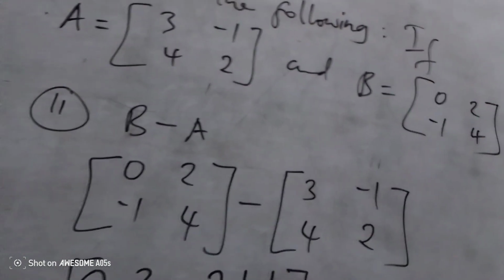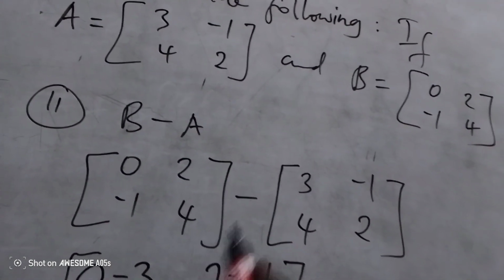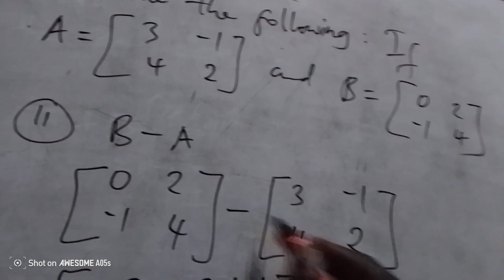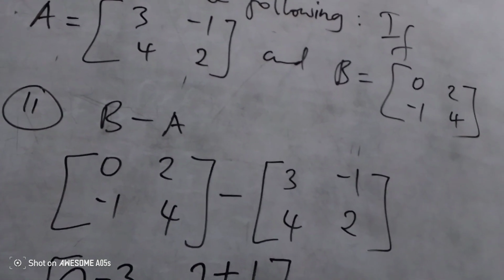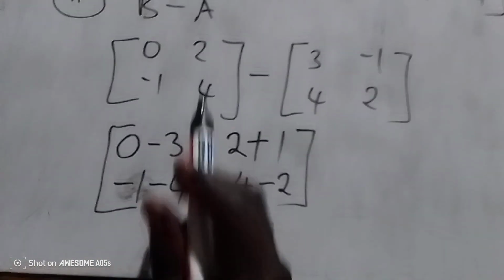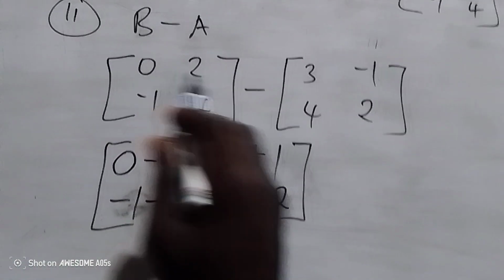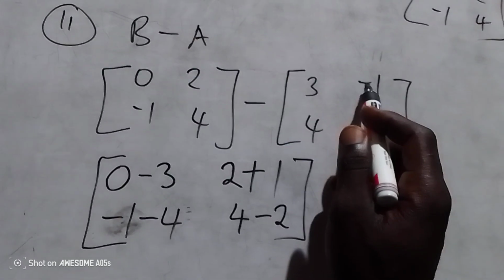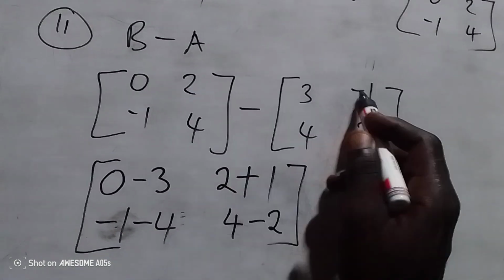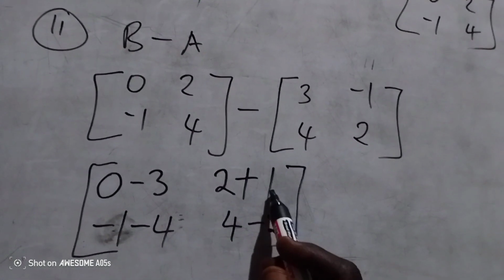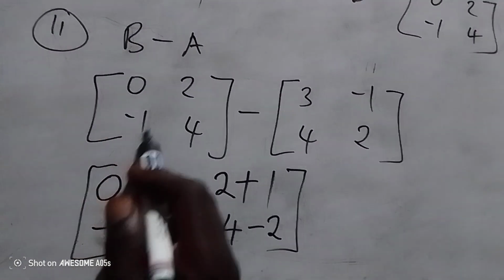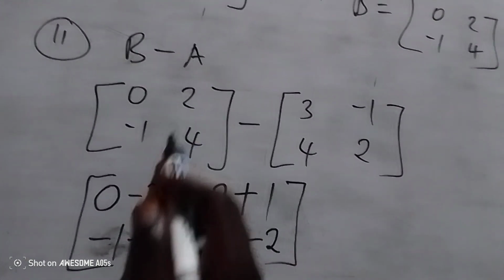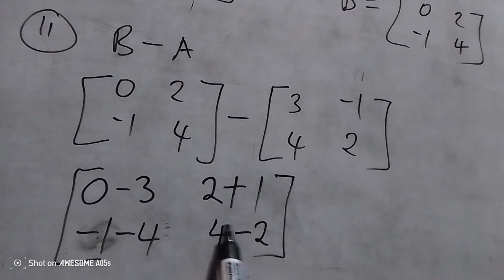Oh, sorry. Negative 1 minus 4. Then this 4 minus the 2 there. So I'm saying 0 minus 3. This is what we have here. 2 minus negative 1. Since the negatives are 2 now, if you multiply negative and negative, you get a plus. So we have 1. Negative 1 minus 4. 4 here minus 2.